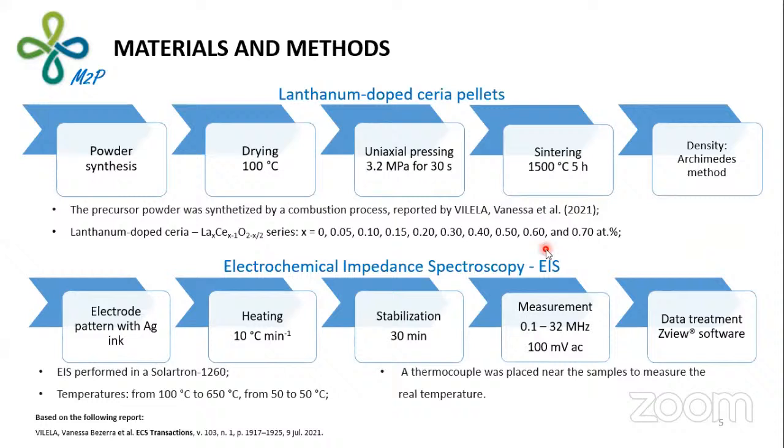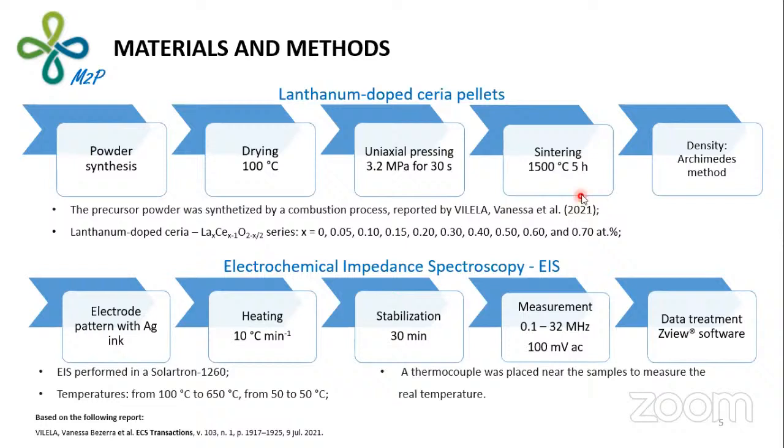Well, in the development of lanthanum-doped ceria pellets for the electrochemical measurements, first, the precursor powder was synthesized by a combustion route, and the lanthanum content was varied from 0 to 70 atomic percent. After the powder was obtained, it was dried and uniaxially pressed to obtain the green ceramic bodies, which were sintered at 1,500 degrees for 5 hours.